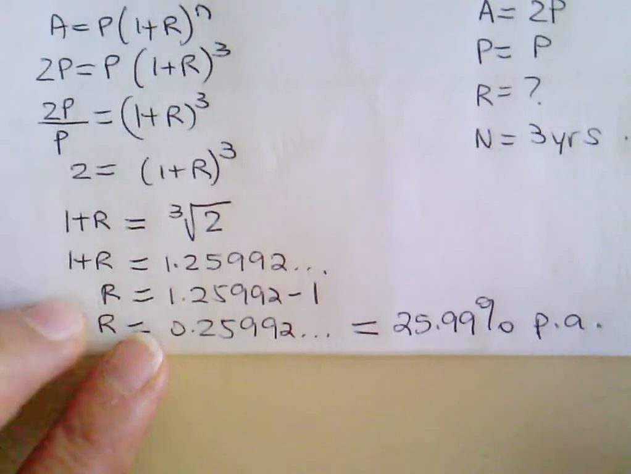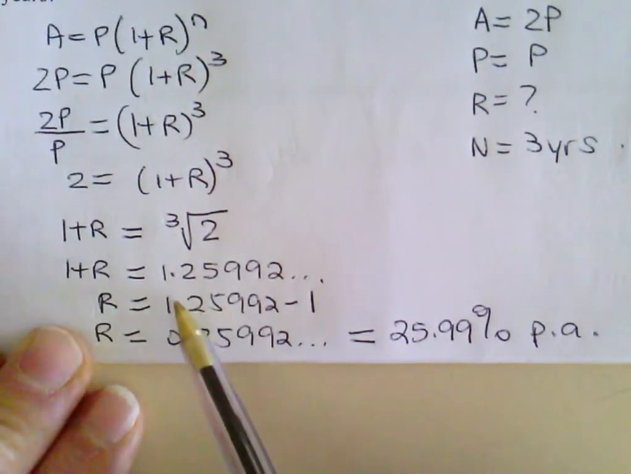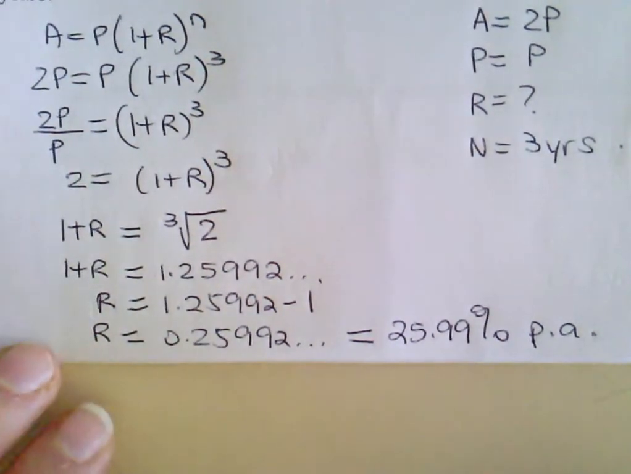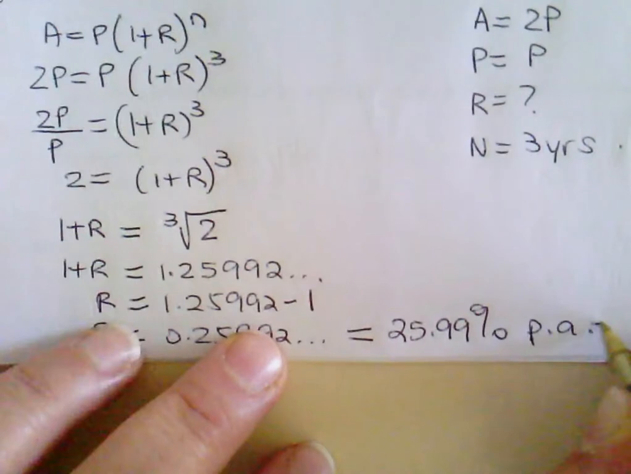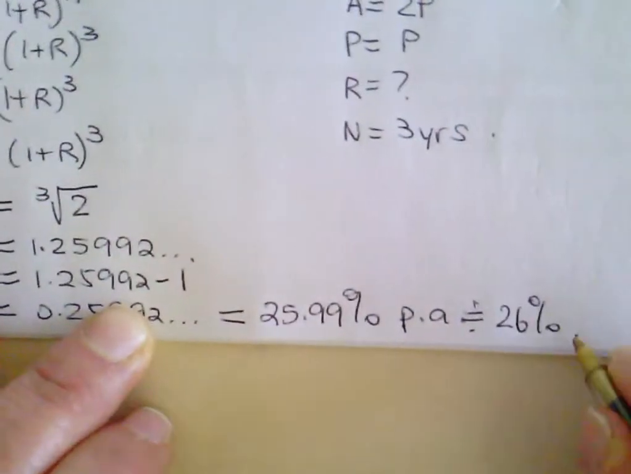Okay, so what you might want to do now is go, oh no, that's okay. You might need 26%. 26%, I'm just going to go, approximately, per annum.